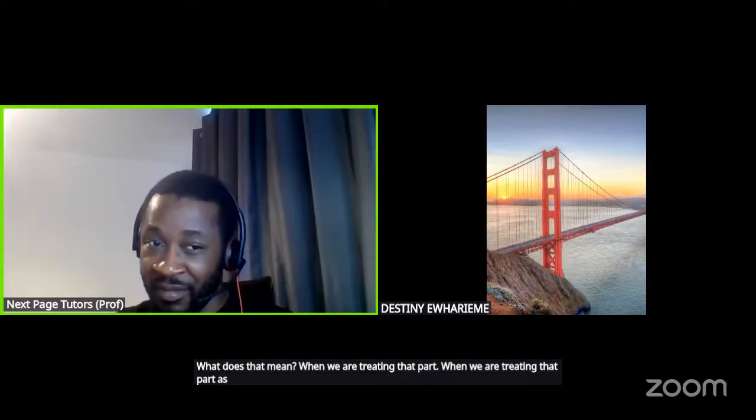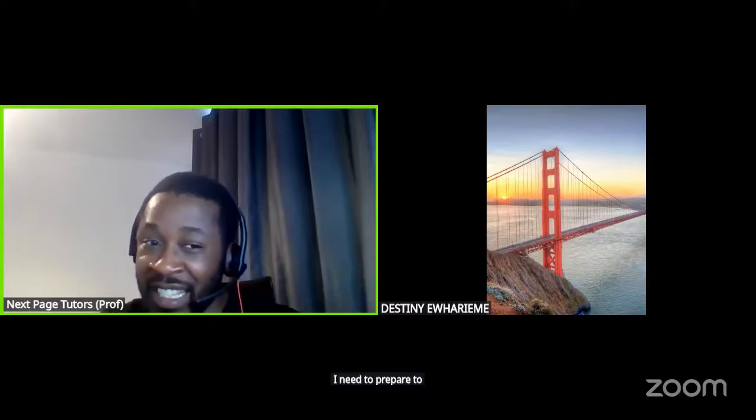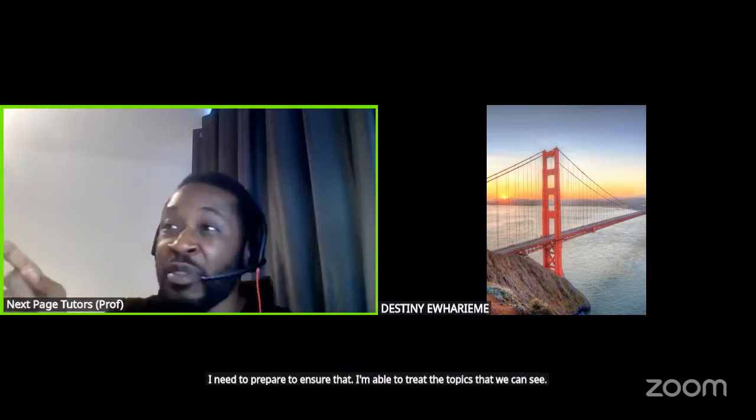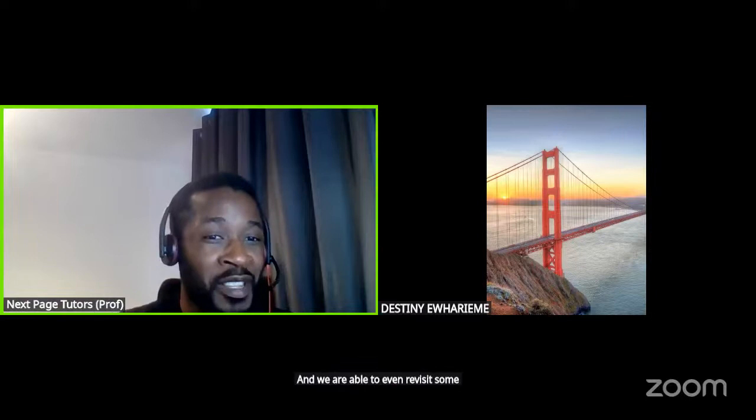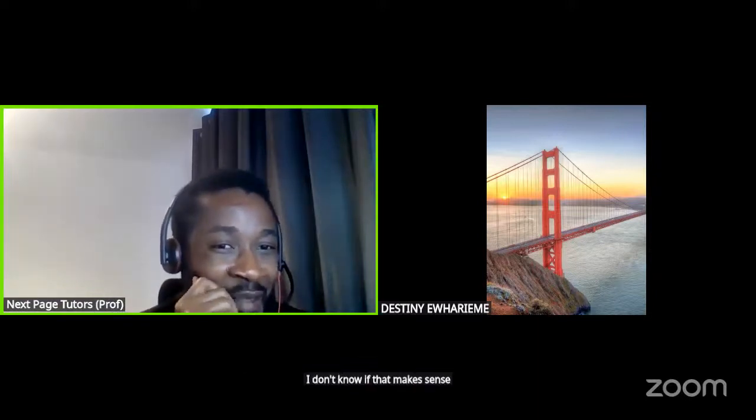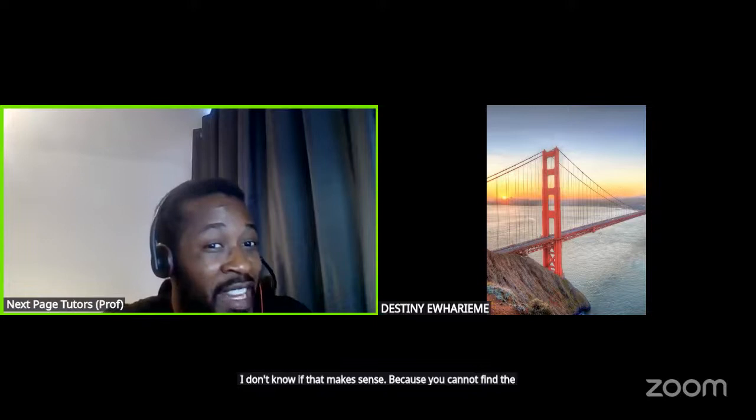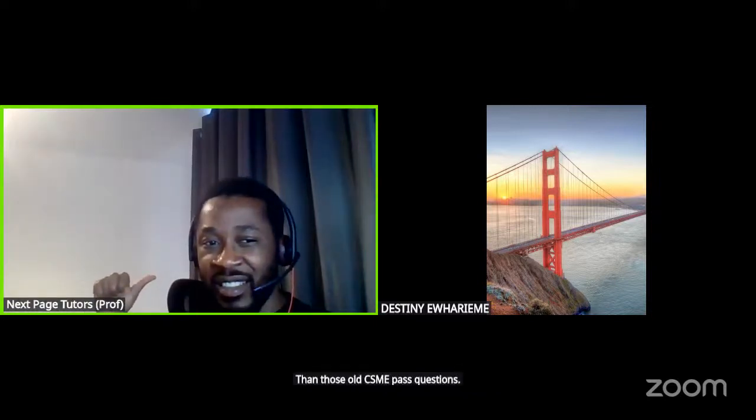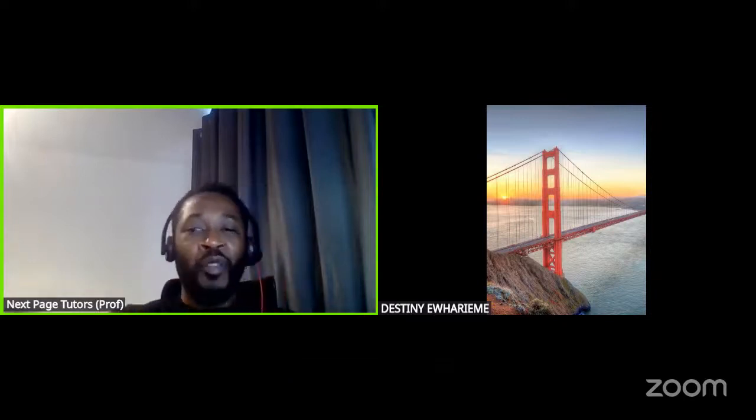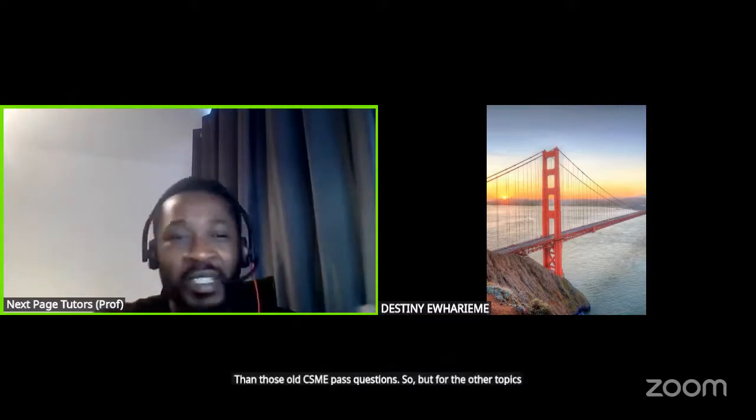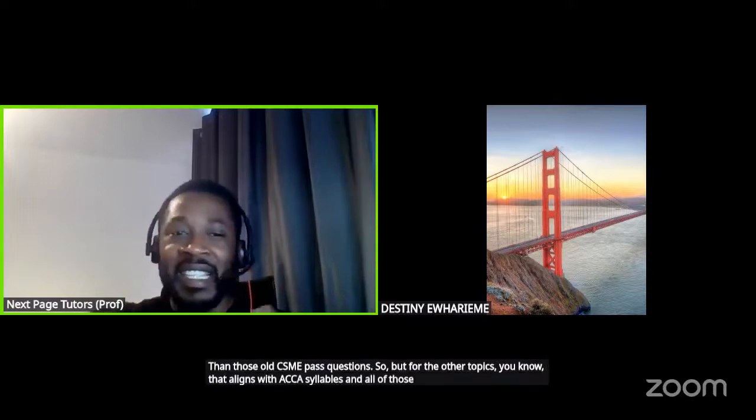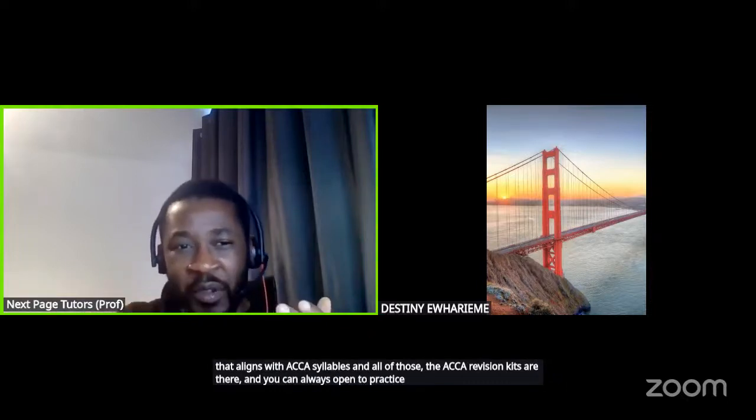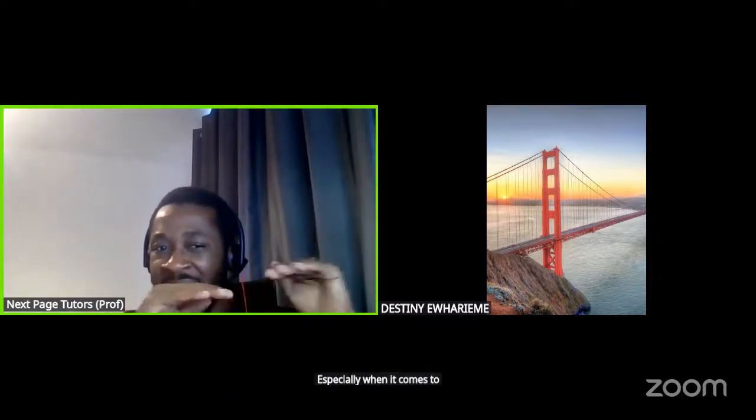What does that mean? When we are treating that part as a tutor now, I need to prepare to ensure that I'm able to treat the topics that we can see, and we are able to even revisit some CSME past questions. I don't know if that makes sense. Because you cannot find the past questions anywhere other than those old CSME past questions. But for the other topics that align with the ACCA syllabus, the ACCA revision kits are there, and you can always open them to practice. For some, you can see that, especially when it comes to that CSME and SFM blend.